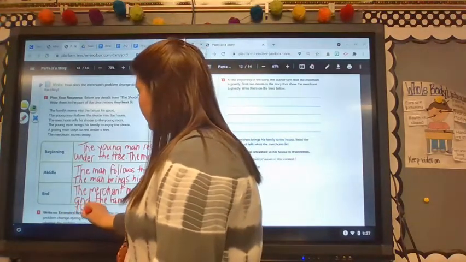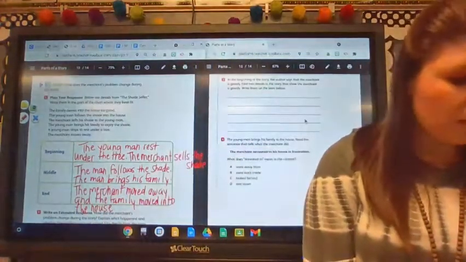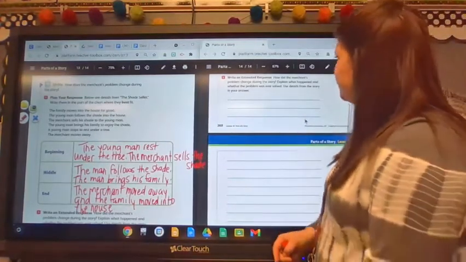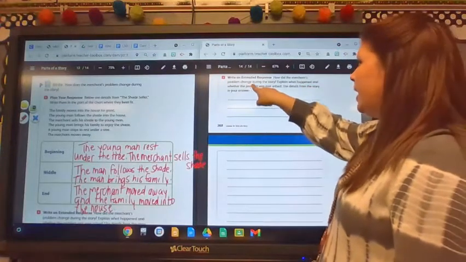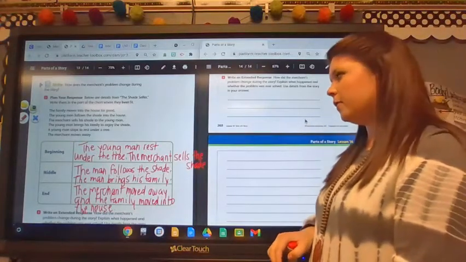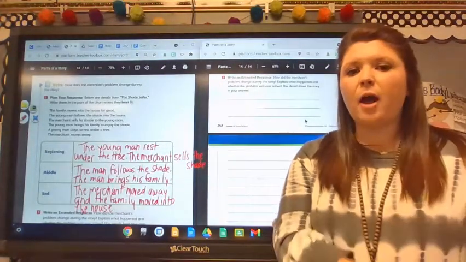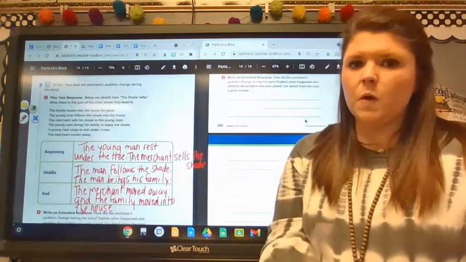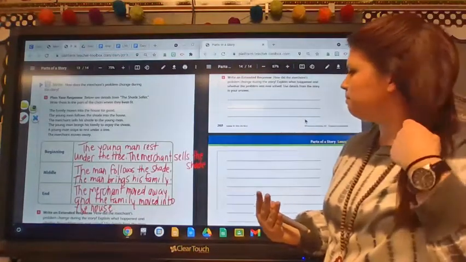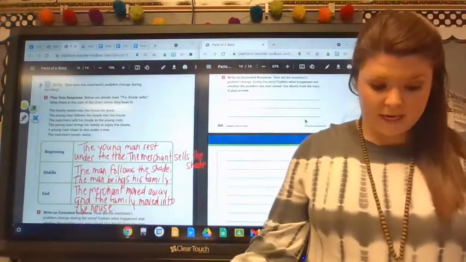Okay? Now that we know what happened in the beginning, the middle, and the end, this is where we're going to have to write to answer the question. Number 6. How did the merchant's problem change during the story? Explain what happened and whether the problem was ever solved. Okay? So we're not thinking about the young man's problem. We're thinking about the merchant's problem. So remember, he made the man buy the shade. He sold the shade to the man. Then the man follows the shade. That was a problem, wasn't it?